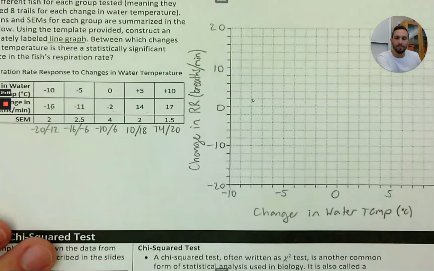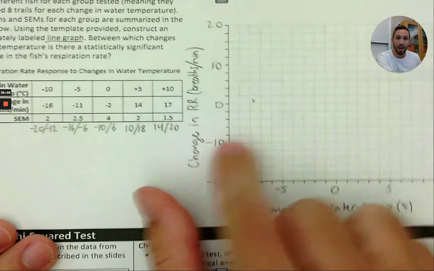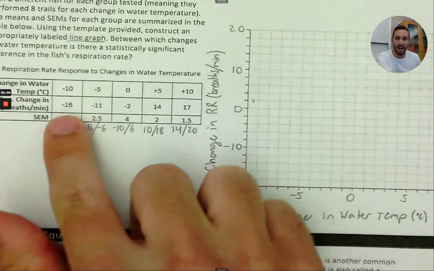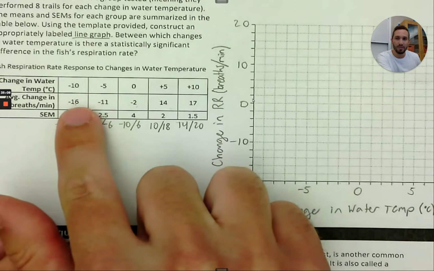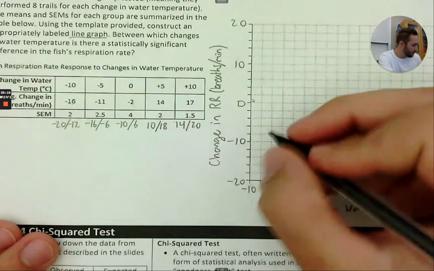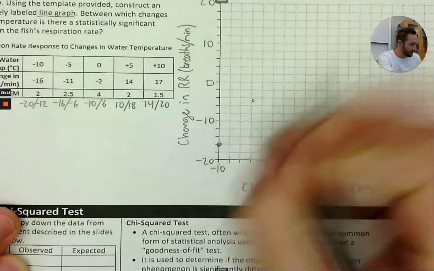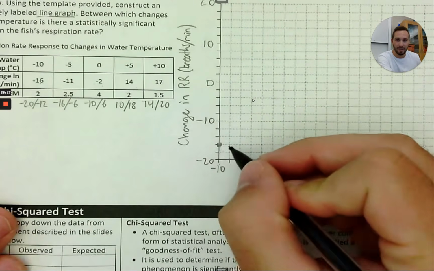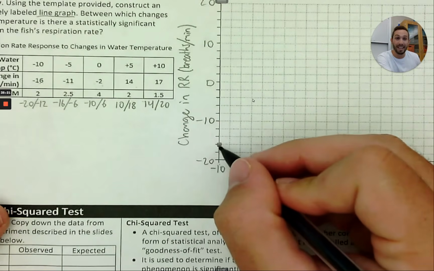So let's start plotting. Here's what this is going to look like. Just like last time, we're going to plot dots for each of these data points. So the average for when the water went down 10 degrees, the average change in respiration was -16. So that's going to be right here. Be very careful with your negatives. That's -16. Okay, and then let's go ahead and do that and the error bar at the same time.